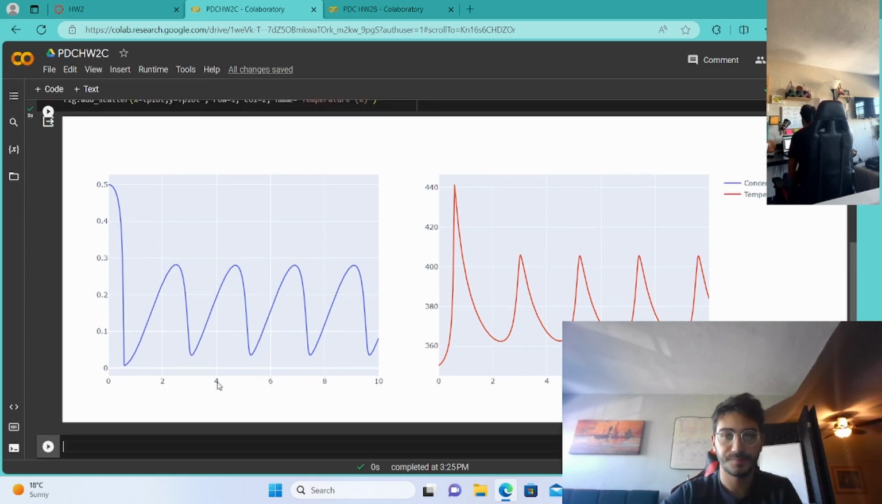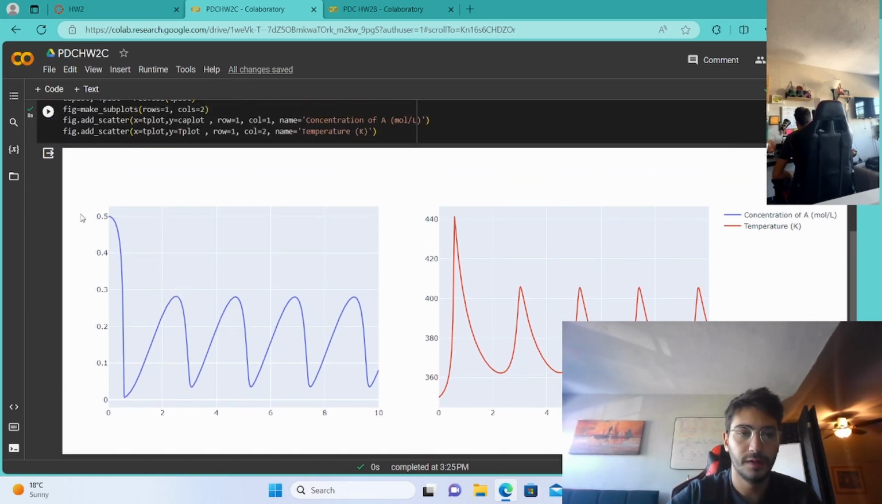There we go. Beautiful. It looks a little bit confusing and intricate. This is the concentration of A, so you can see it very quickly swings back and forth, and the temperature is doing a bit of the opposite motion, but in the same concept. You can see how these two correlate with time, and as one goes up, the other does as well. And there you have it, the two graphs for this constantly stirred tank reactor. And I'll see you guys in the next one. Thank you for watching.